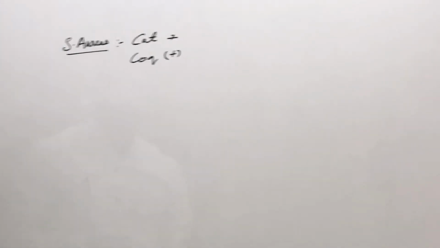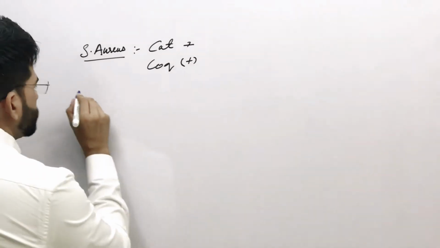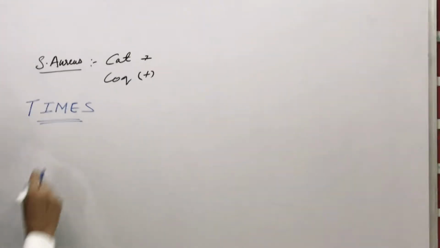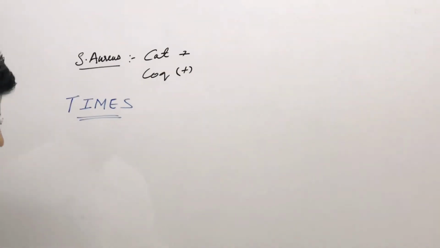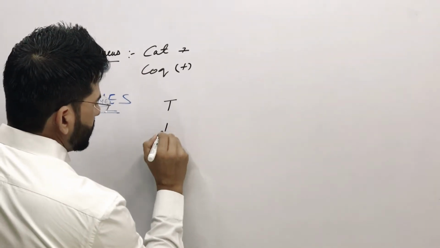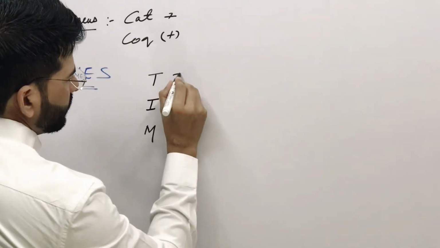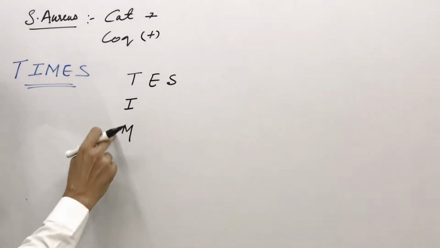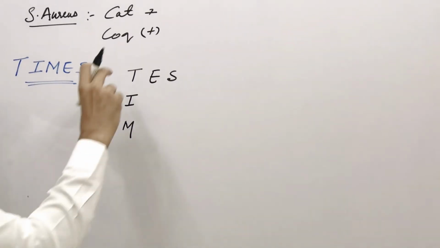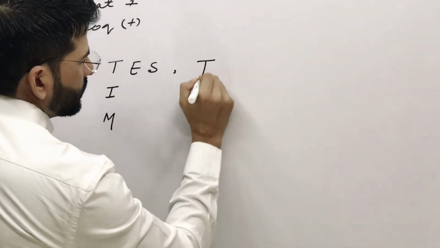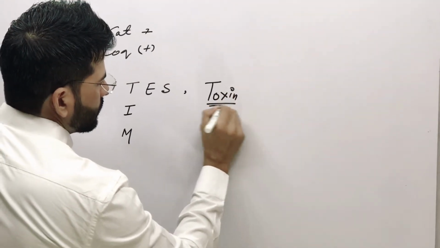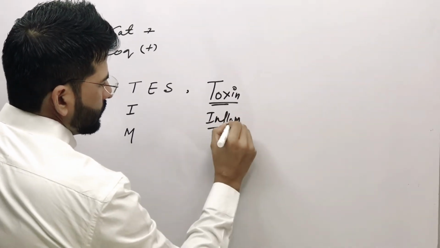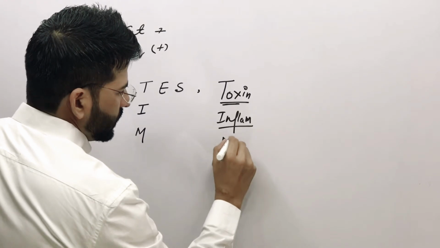Staph aureus, to remember it in a very easy way, you should remember TIMES. To remember staph aureus, TIMES. What is TIMES? TIMES stands for T-I-M-E-S. Now this T actually stands for toxin, this I stands for inflammatory, this M stands for MRSA.